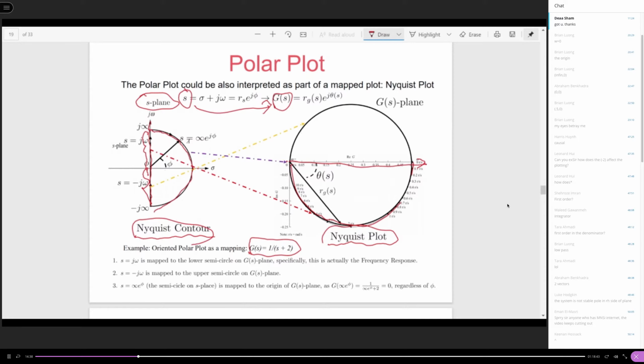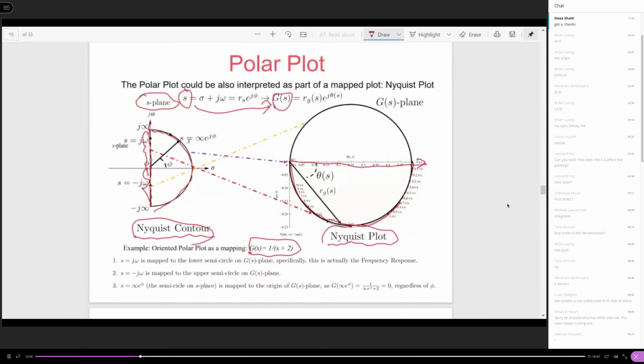Why do I need this semicircle? You're going to see the reason later. But right now, just take it mathematically. So the semicircle.